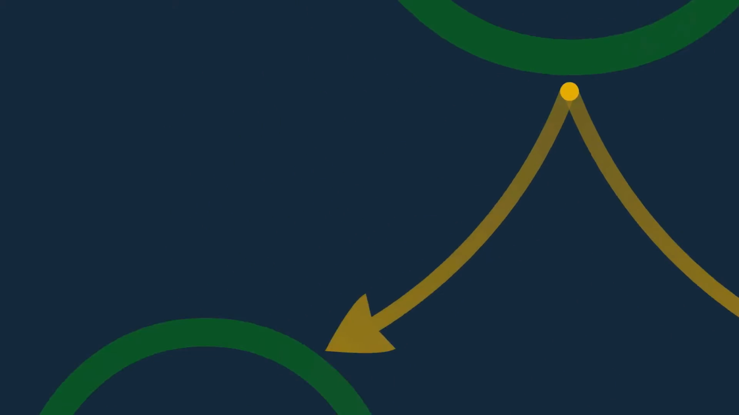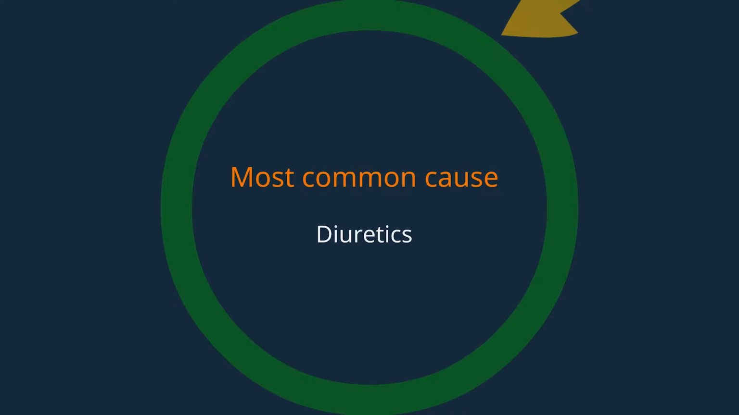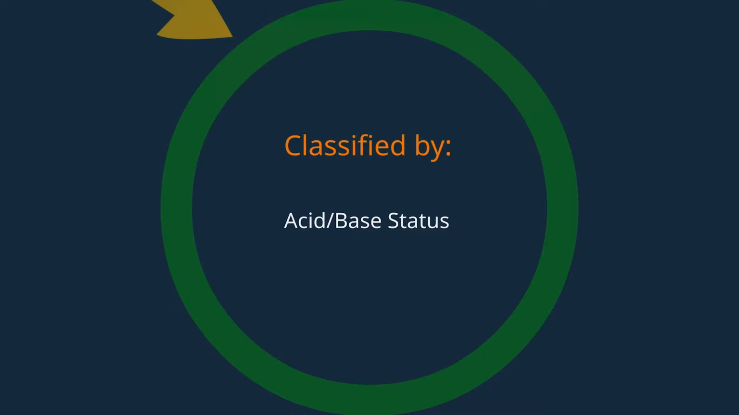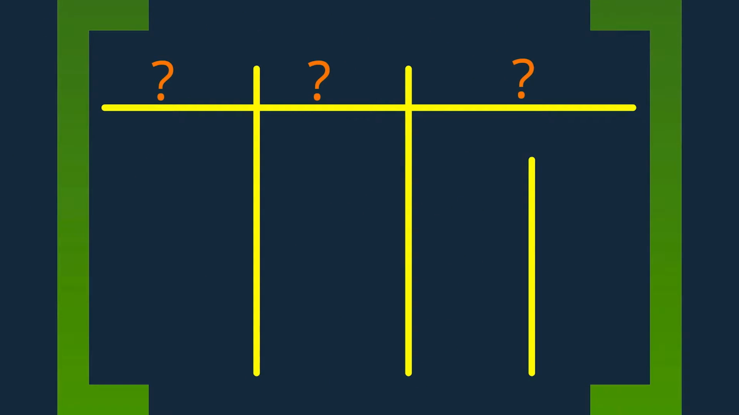Today we'll talk about hypokalemia, otherwise defined as low potassium. The most common cause is diuretics. Always evaluate the medication list for diuretics in a patient with hypokalemia. Hypokalemia can be categorized by acid-base status. As the causes fill in the screen, think about what goes in what group.